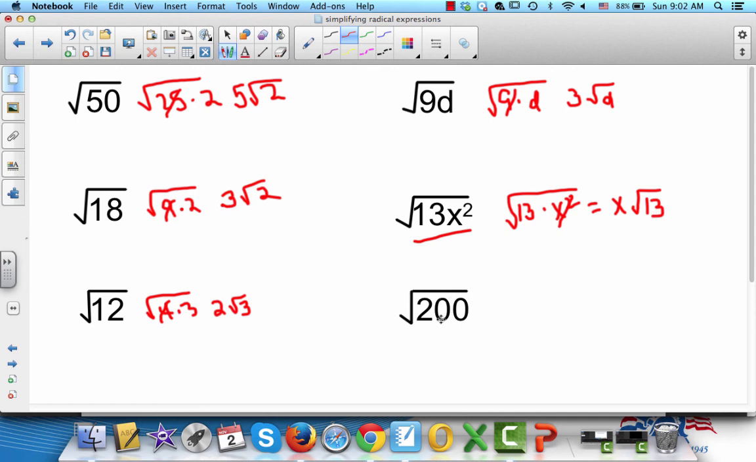Alright, pause the video again and try the square root of 200. Okay, so I broke it down into 100 times 2, and the square root of 100 is 10, and you're left with 2 on the inside.